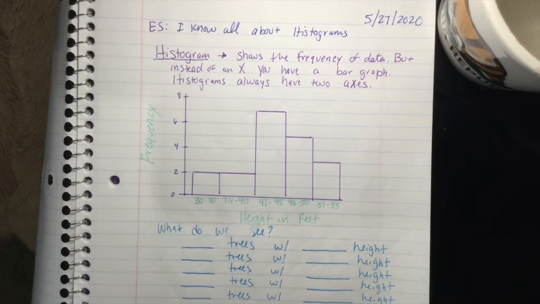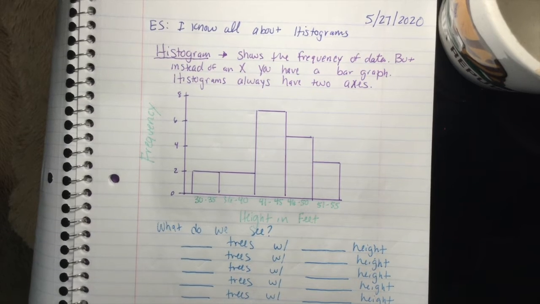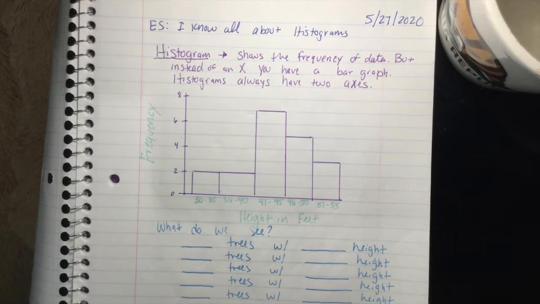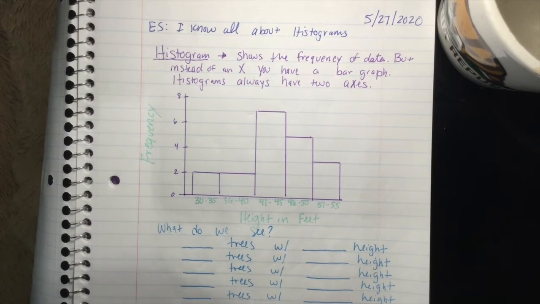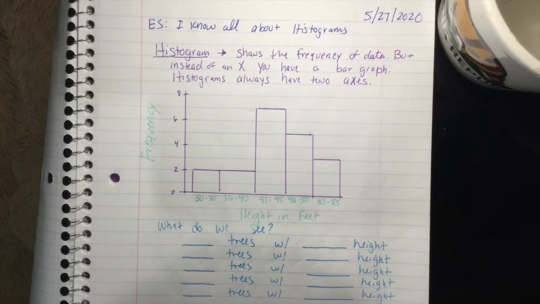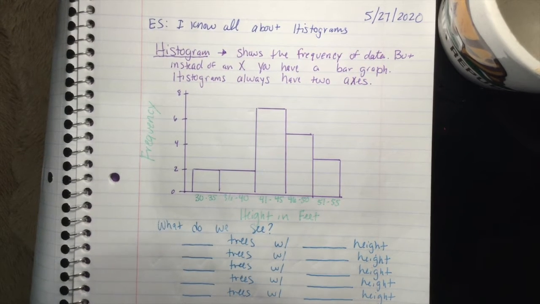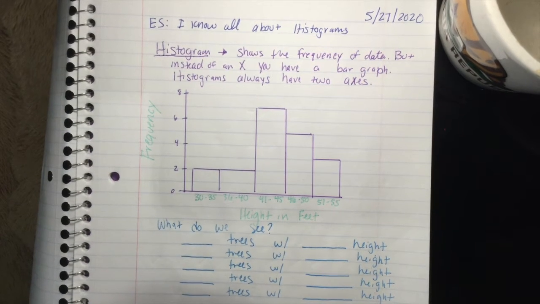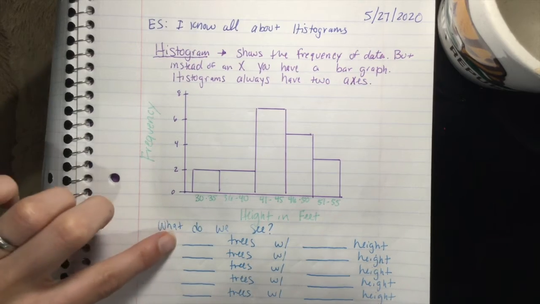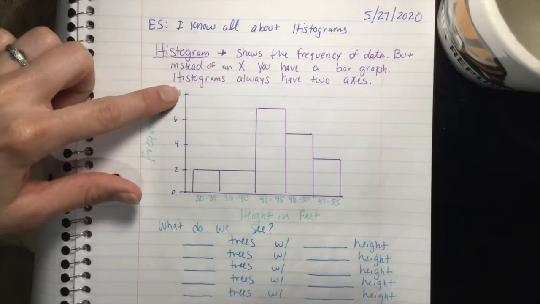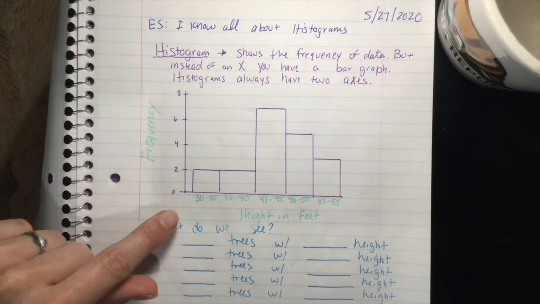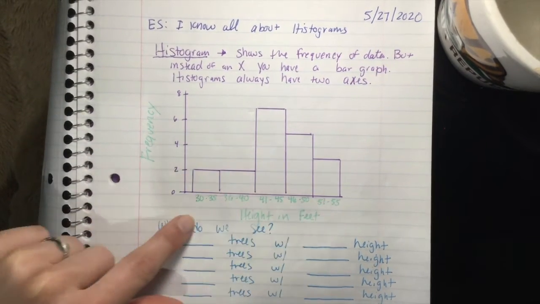So today you're just interpreting histograms on IXL. So I'm just gonna show you how you can interpret them. This histogram shows the height of trees in feet in the area, okay? So you have two axes. This axis is the frequency, and this axis is the height in feet.